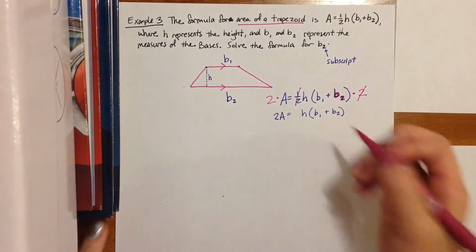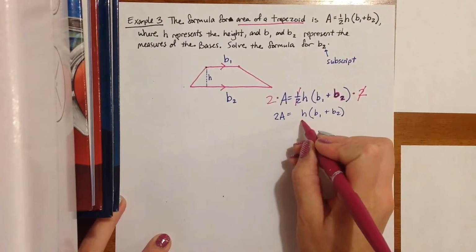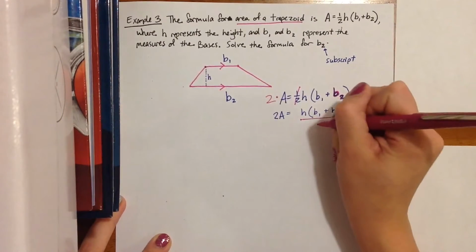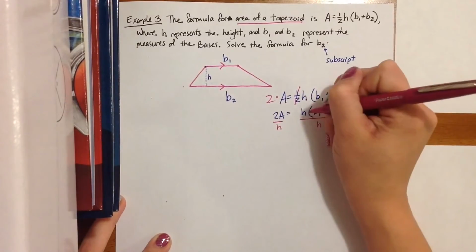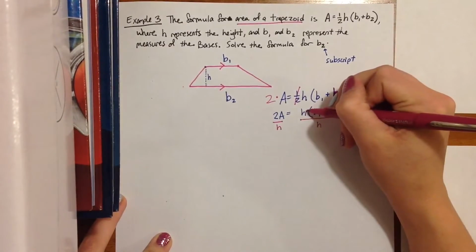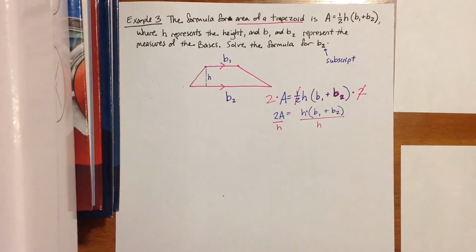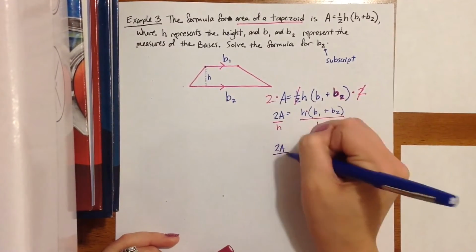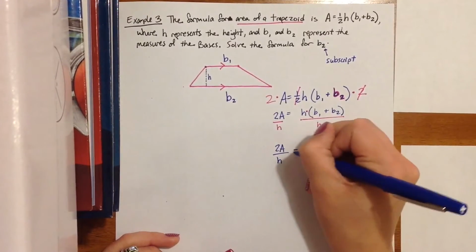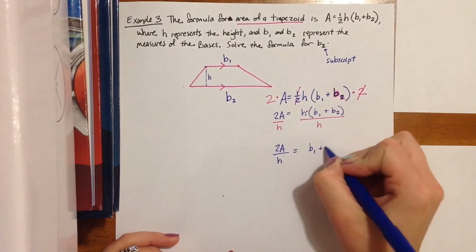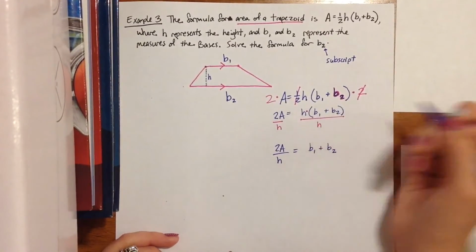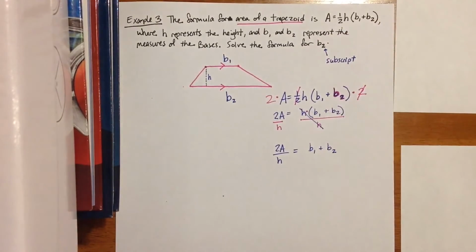Now I'm going to go for my h. I see that I divide h on both sides because I'm multiplying there, so the opposite of multiplication is division. So I'm going to divide over there. So I have 2a over h equaling b1 plus b2. I don't need the parentheses anymore because everything has canceled away except the b1 plus the b2.